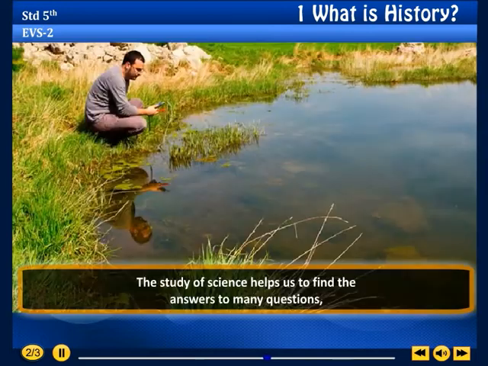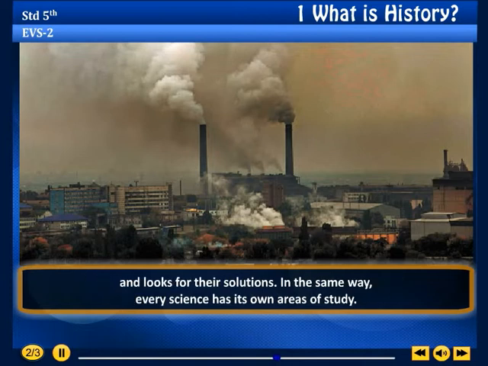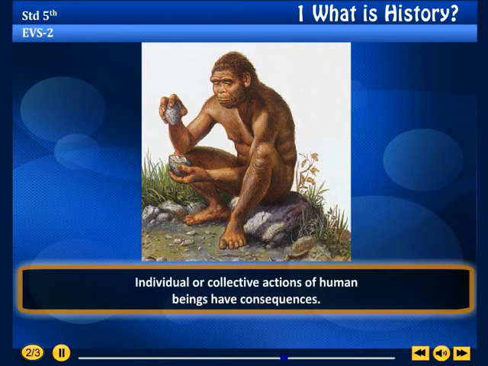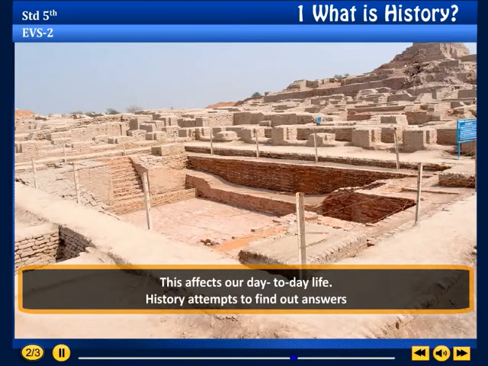History and us. The study of science helps us to find the answers to many questions. For example, environmental science studies the problems of degradation of the environment, pollution, etc., and looks for their solutions. In the same way, every science has its own areas of study. History studies events of the past. Individual or collective actions of human beings have consequences. They result in an environment that may be either favorable or unfavorable for the progress of society. This affects our day-to-day life.